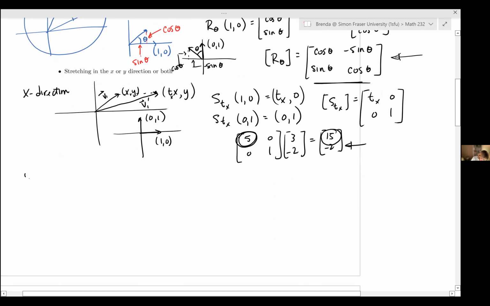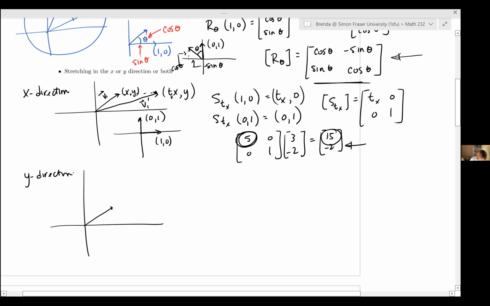Stretching in the Y direction. Okay, that looks like this. Good time to stop the video. Say, hey, I'm going to do the same thing. This is going to be in the other direction. Can I write out what this is for the basis vectors? And then can I properly put those things into a matrix so I get the proper matrix, and can I check it? Stop the video, do it yourself. Way better than watching me.